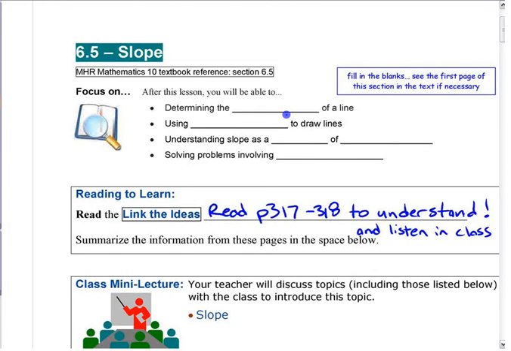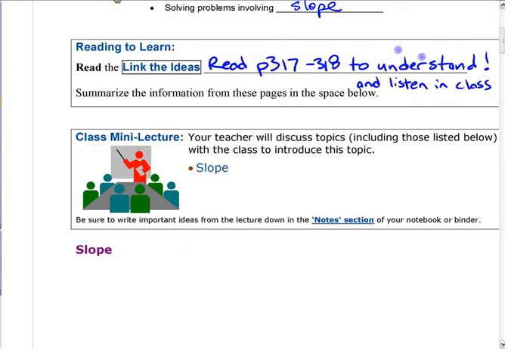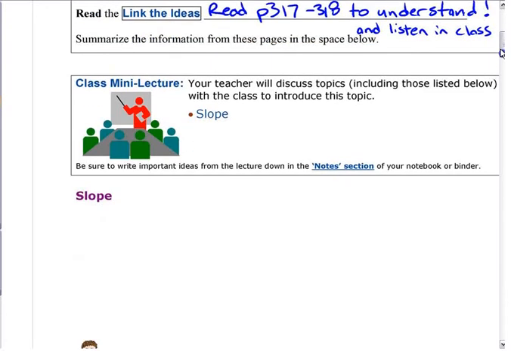For 6.5, we've actually hinted at this before, the concept of slope. Okay. Using slope to draw lines. Understanding slope as a rate of change. Solving problems involving slope. Title's called Slope. You figure that the learning outcomes have something to do with slope. You should look at this at some point. Look at the textbook, because the pictures are obviously probably a lot nicer than I'm going to scribble here.